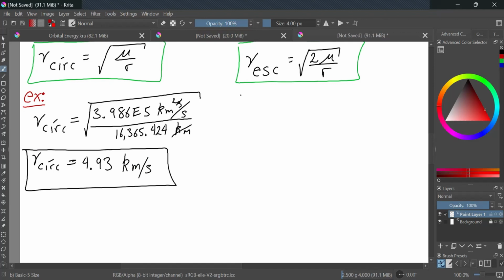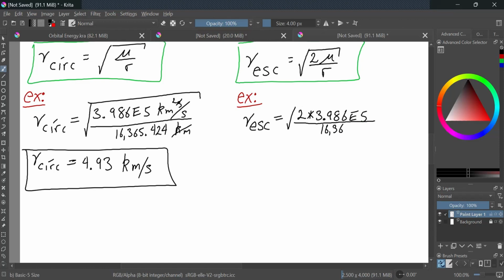And similarly, let's go ahead and look at our escape velocity here. We plug in the escape as the square root of 2 times 3.986 times 10 to the 5th. I'm not going to bother with units on this one. Over 16,365.424. Our escape velocity at this point in our orbit is 6.98 kilometers per second.